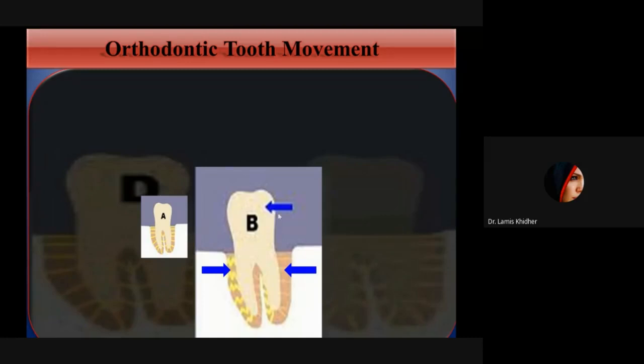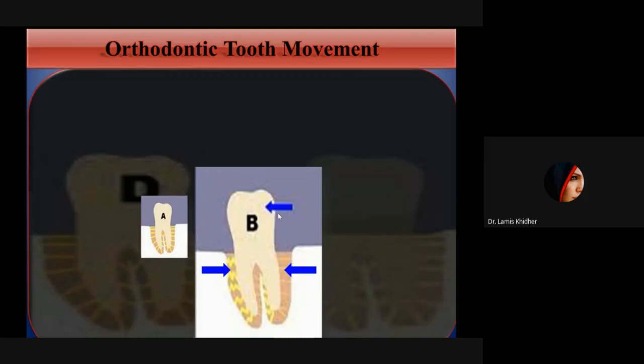Firstly, there is a force applied to the tooth. How is it applied? By fixed appliance, by removable appliance, whatever. There is a force that will be applied to the crown of the tooth. What will happen if this force is able to make the tooth move? There will be a response occurring in the tooth structure surrounding the tooth.